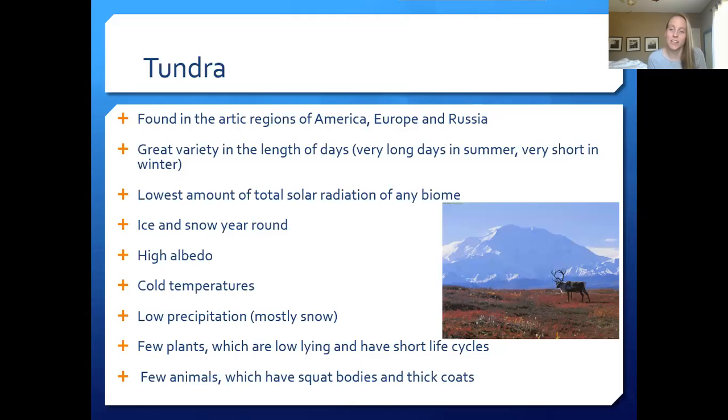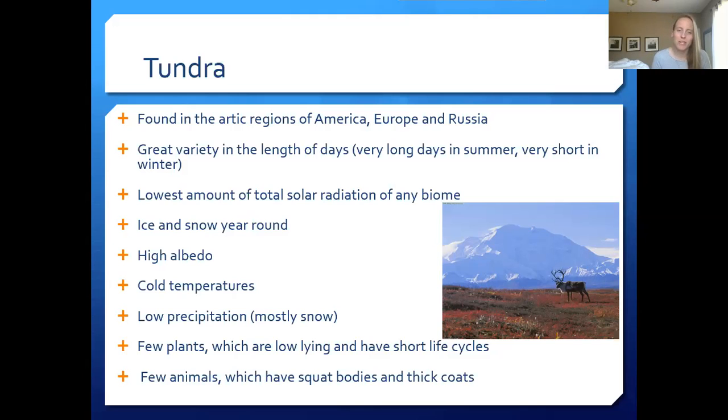The summer days are very, very long. The winter days are very, very short. The tundra also has the lowest amount of insolation compared to any biome, meaning the least amount of solar radiation coming into it. Because of that, there is snow and ice year-round, and because of that, we have really high albedo in the tundra. So high albedo, but low insolation.